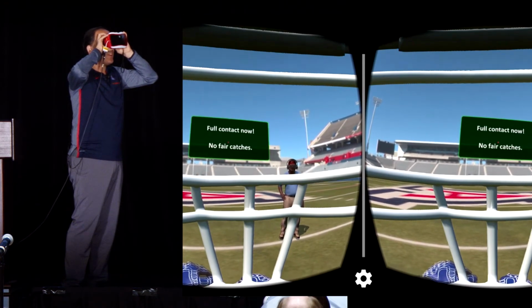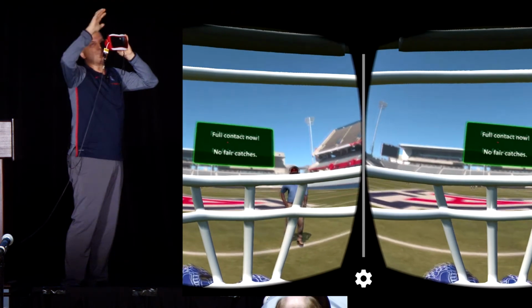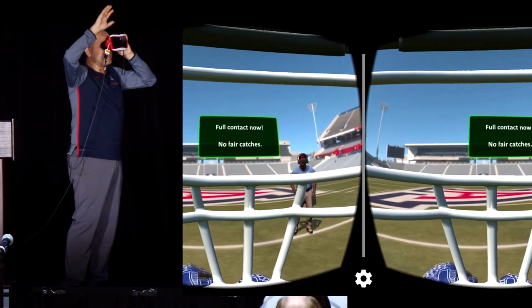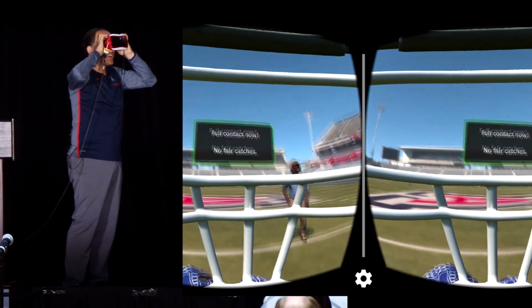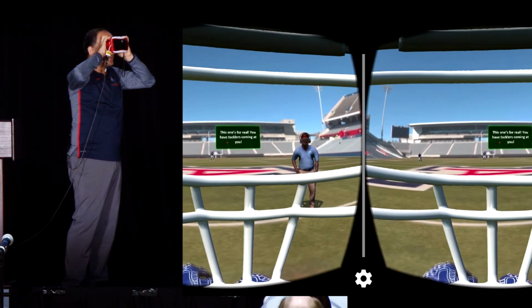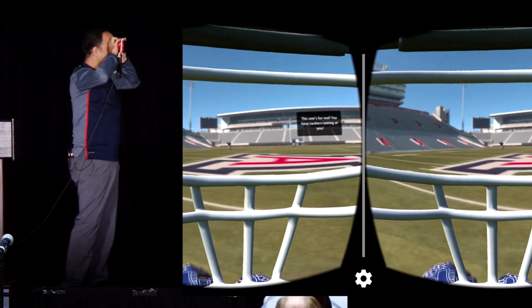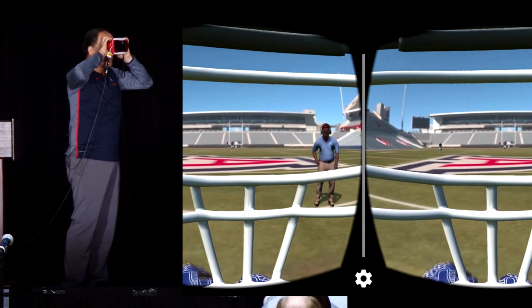So now this is full contact. No fair catches. What a fair catch is when you wave your arm up in the air and say, please don't tackle me. I'm just going to sit here and not run. But that's not gonna make this game interesting. Okay, this one's for real. Pay attention to this player on the left, okay? He's going to come and pay me a visit in just a little bit.